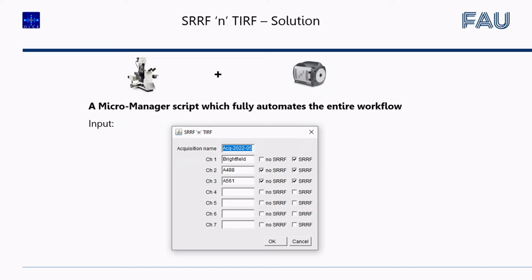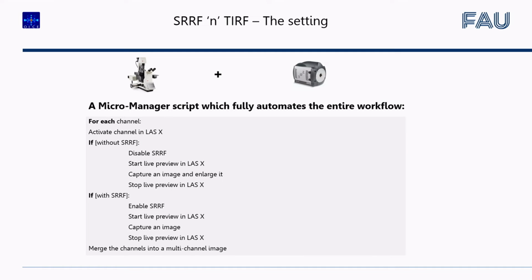Benjamin came up with, let's make a nice, simple graphic user interface, where a user just needs to apply which channels to use, if you want to do SRRF or no SRRF, and that should be it, the best of both worlds. And this is what it looks like. I'm not going through all of this in detail. So you have this Micromanager script, which will fully automate the entire workflow.